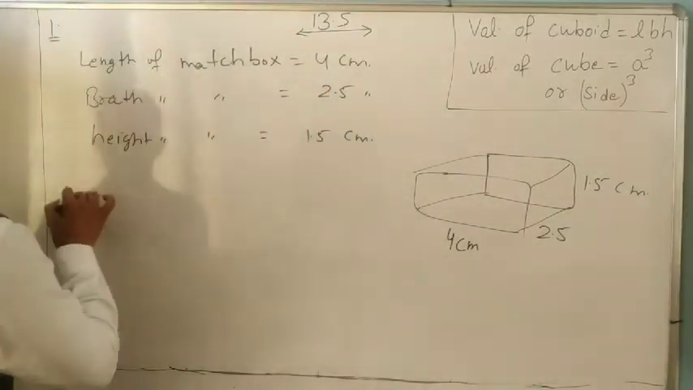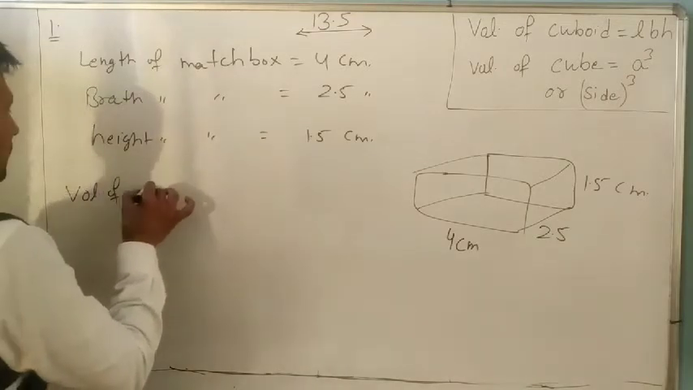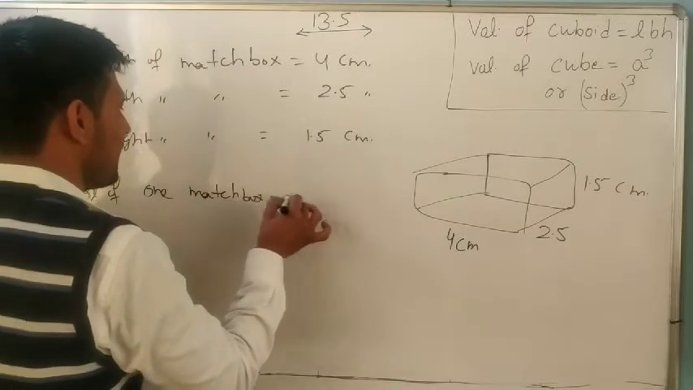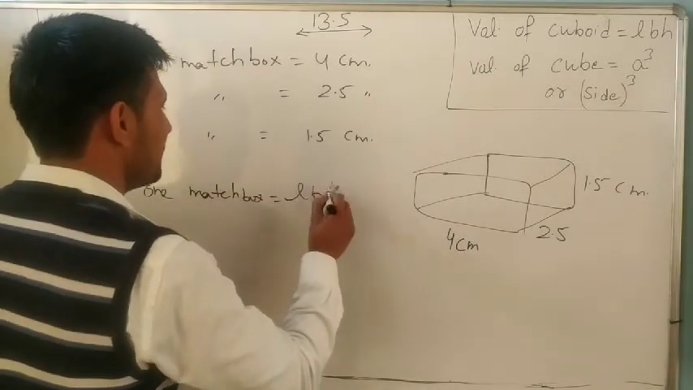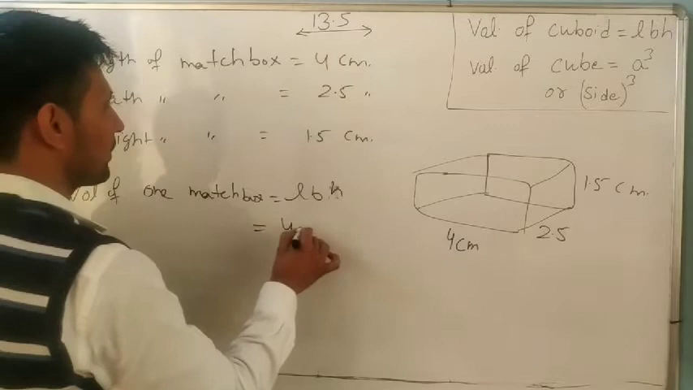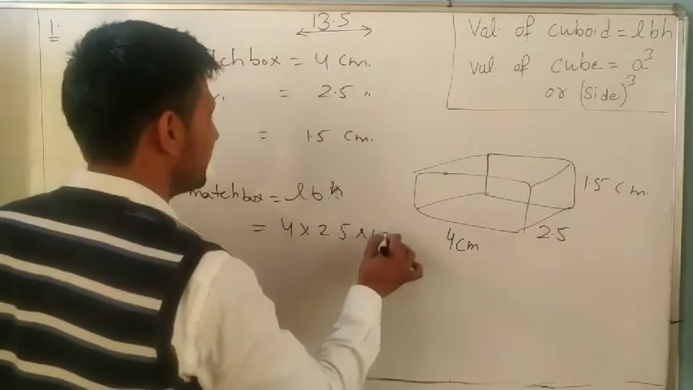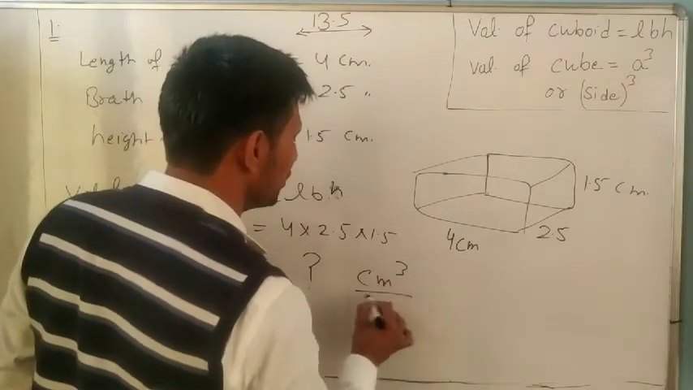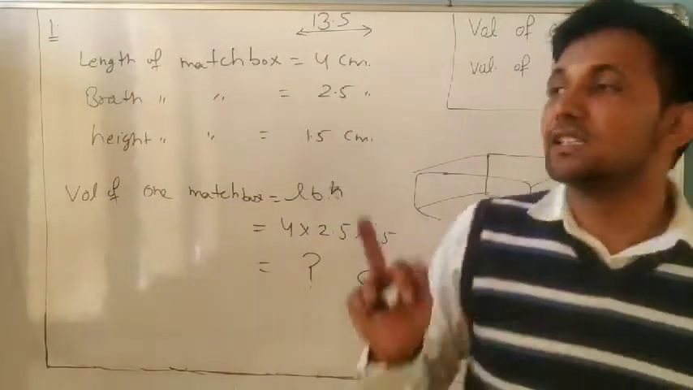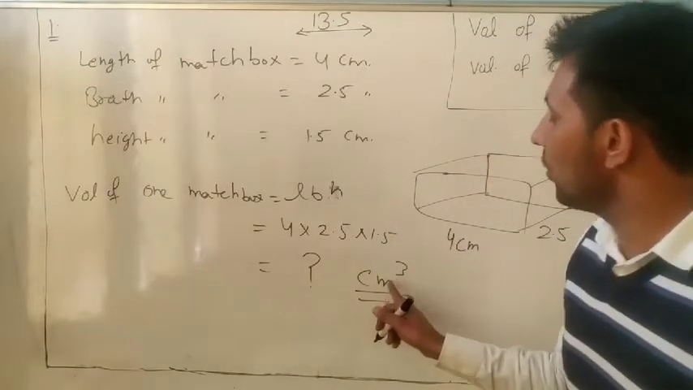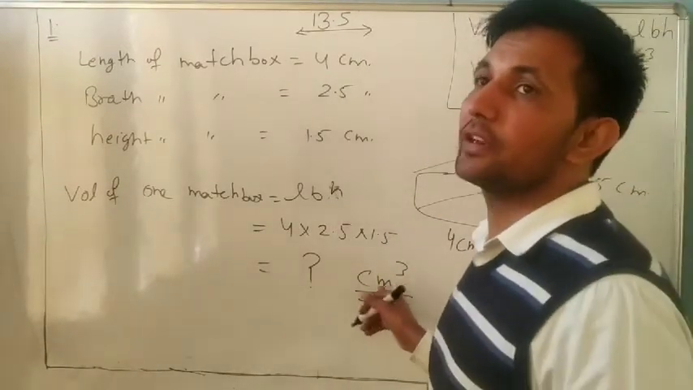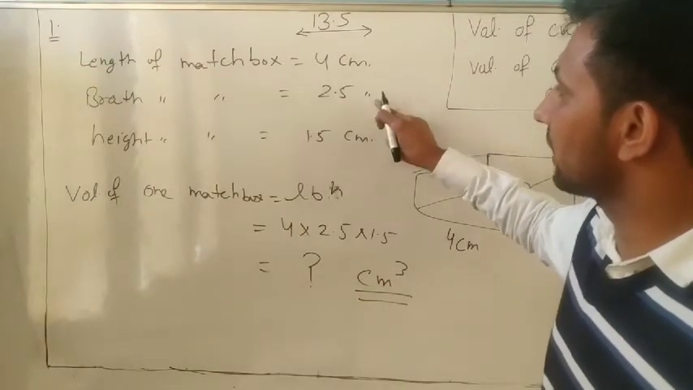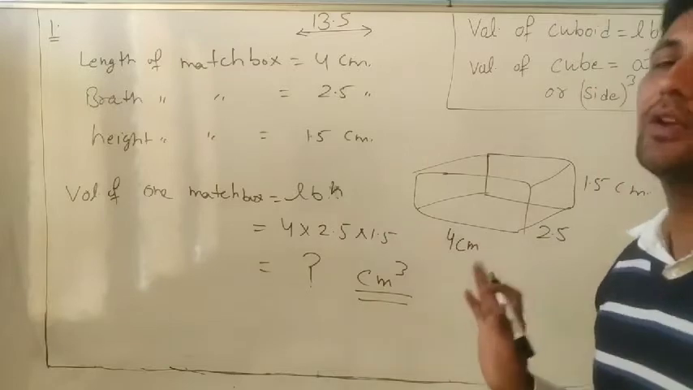So write the volume of one matchbox. How much? L B H, because it is a cuboid. So 4 multiply 2.5 into 1.5. Whatever it comes, it is in centimeter cube. Area is always in centimeter square and volume is always in meter, centimeter, kilometer cube. Why? Because length into breadth into height, centimeter into centimeter into centimeter, so 3 times. So centimeter cube.